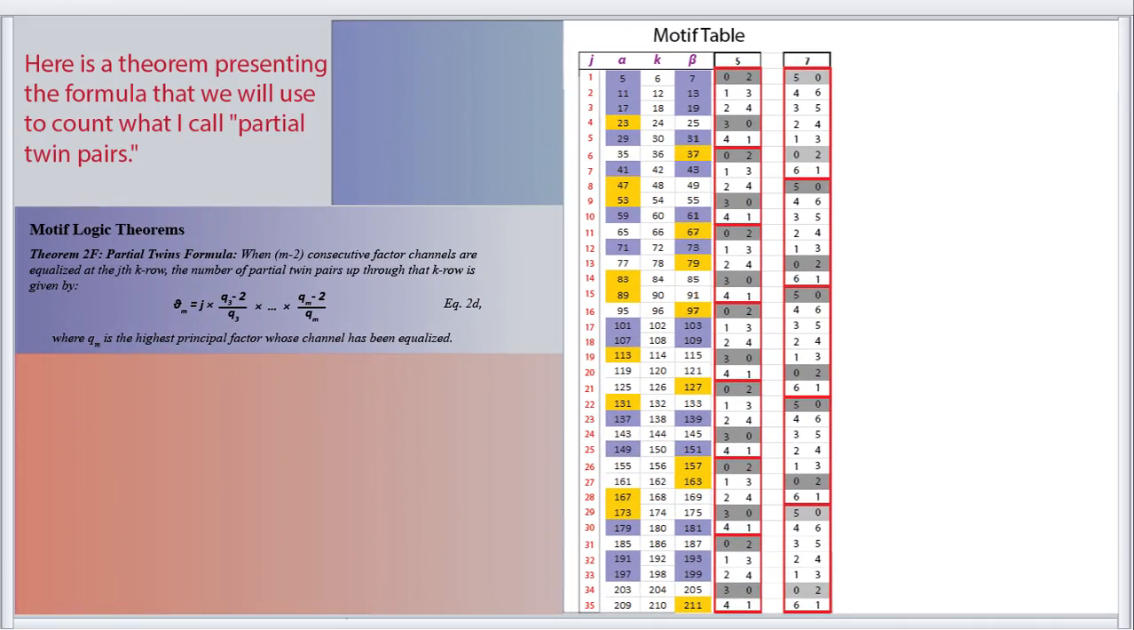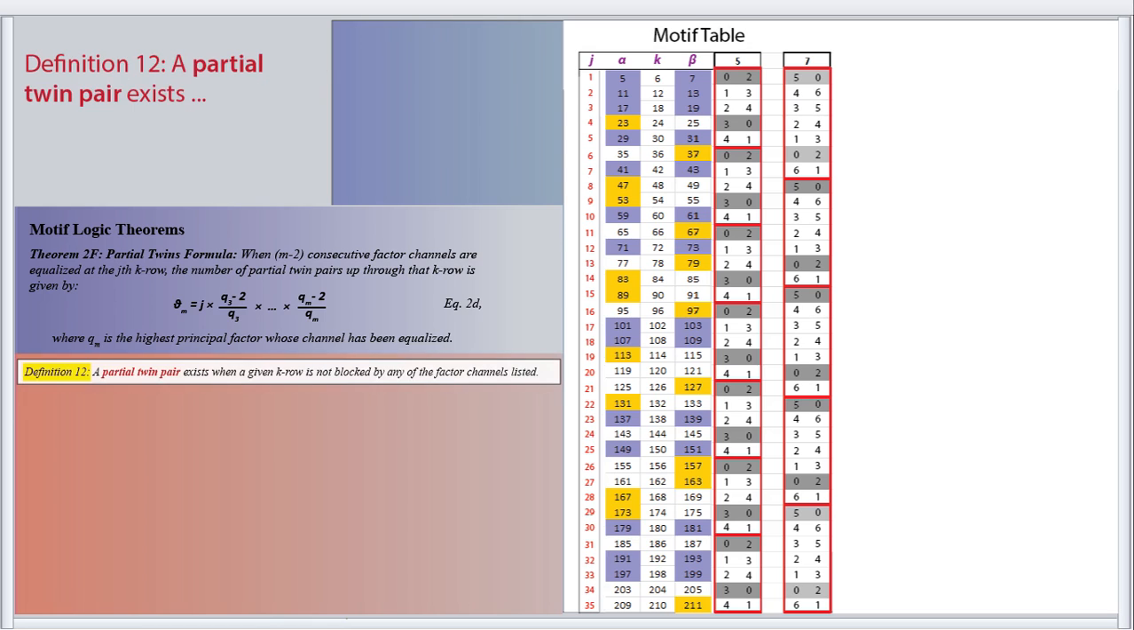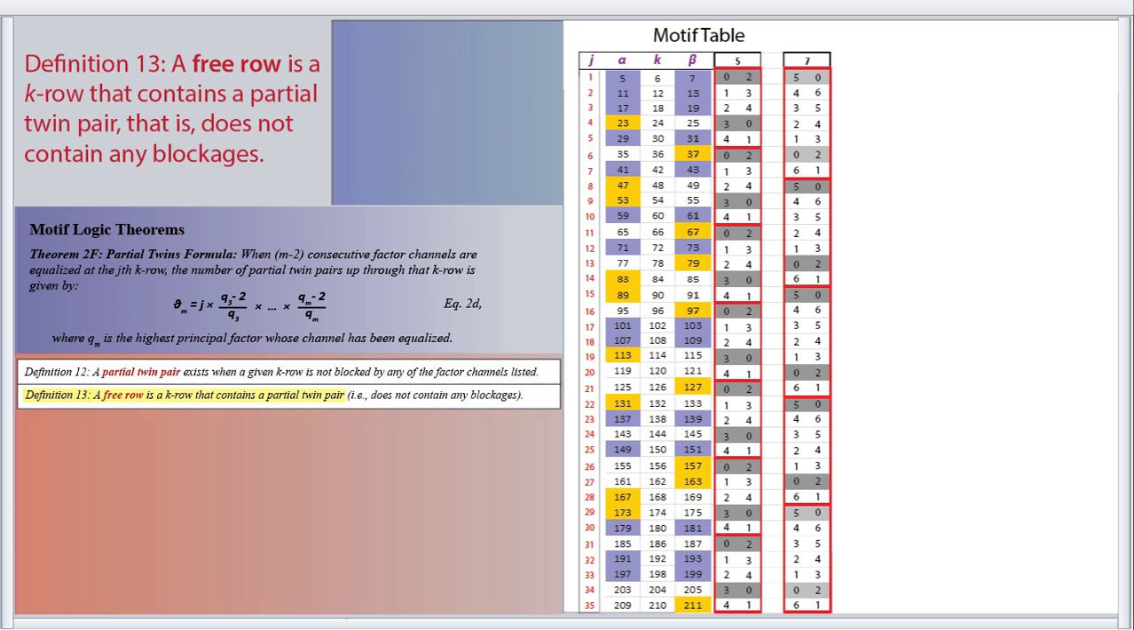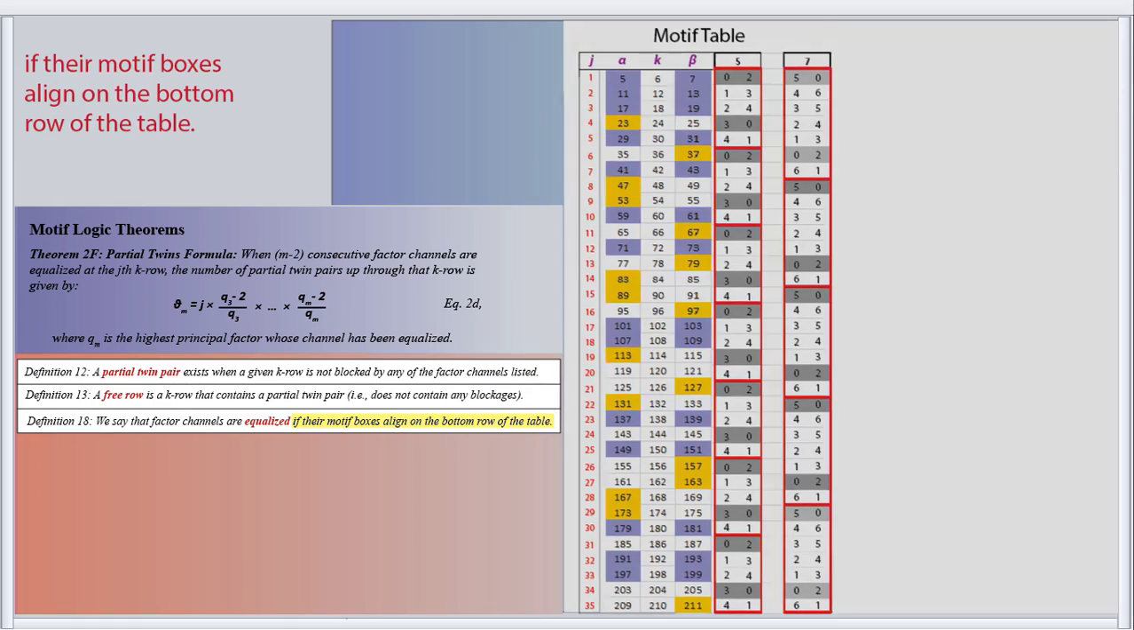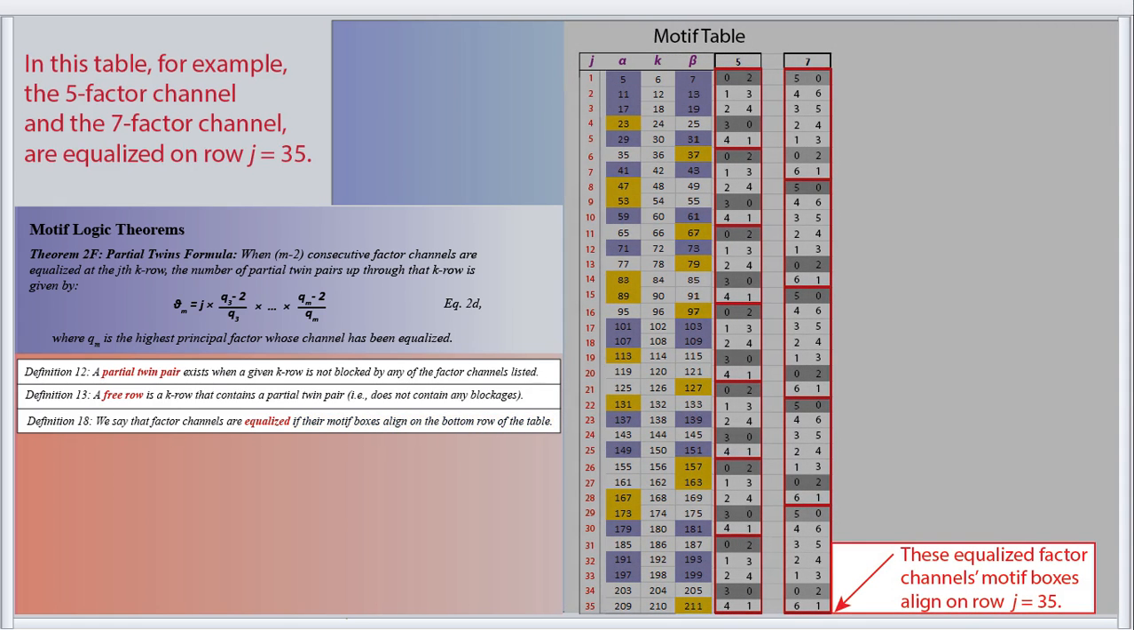Here is a theorem presenting the formula that we will use to count what I call partial twin pairs. Definition 12. A partial twin pair exists when a given K-row is not blocked by any of the factor channels listed. Definition 13. A free row is a K-row that contains a partial twin pair, that is, does not contain any blockages. Definition 18. We say that factor channels are equalized if their motif boxes align on the bottom row of the table. In this table, for example, the 5-factor channel and the 7-factor channel are equalized on row j equals 35.